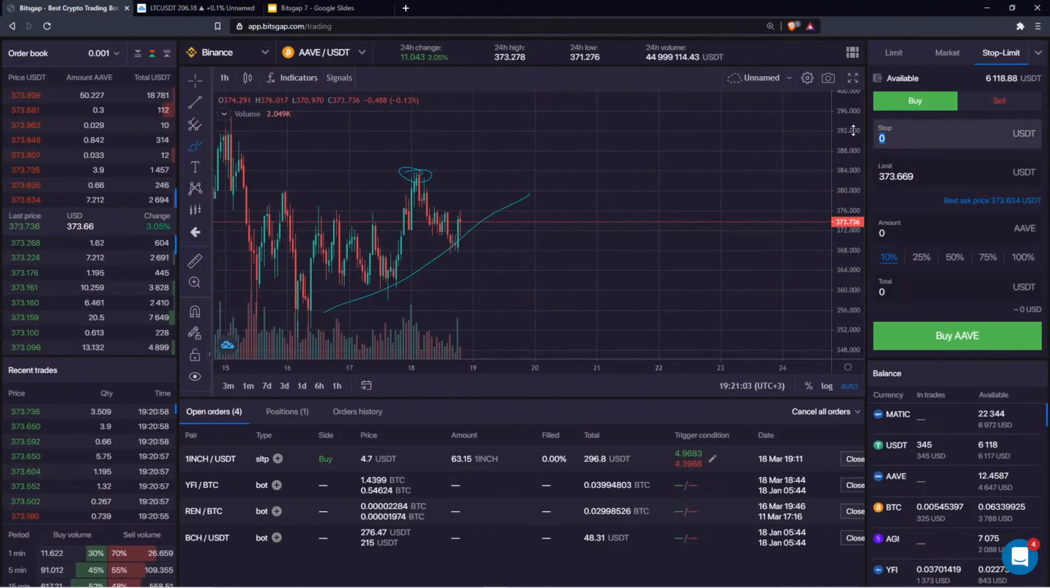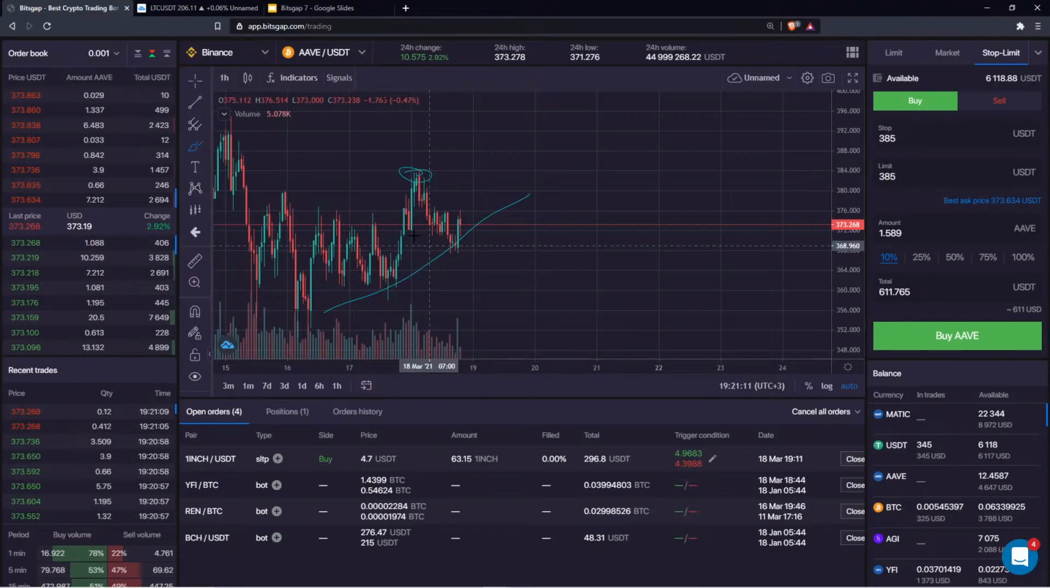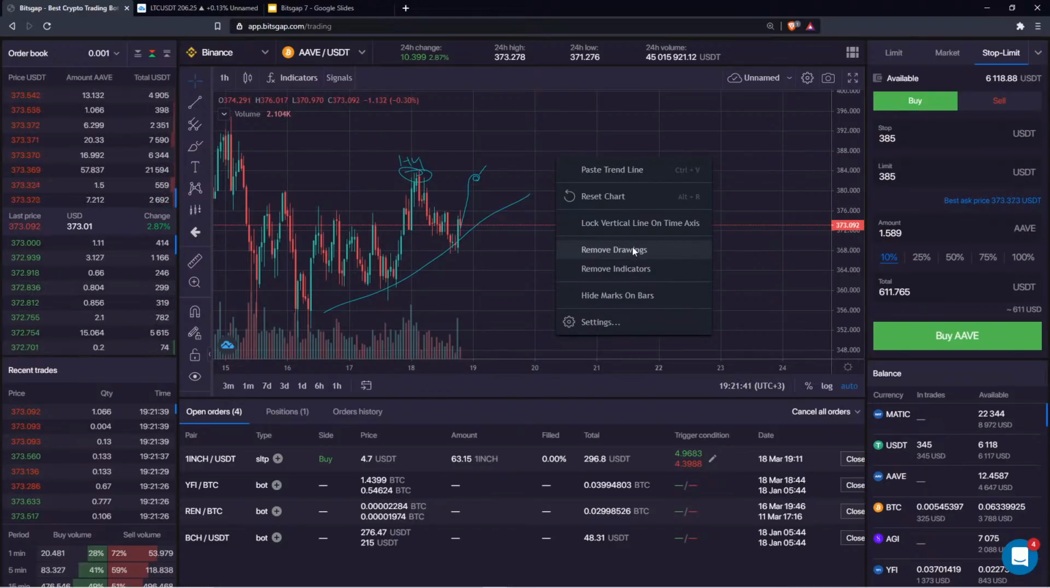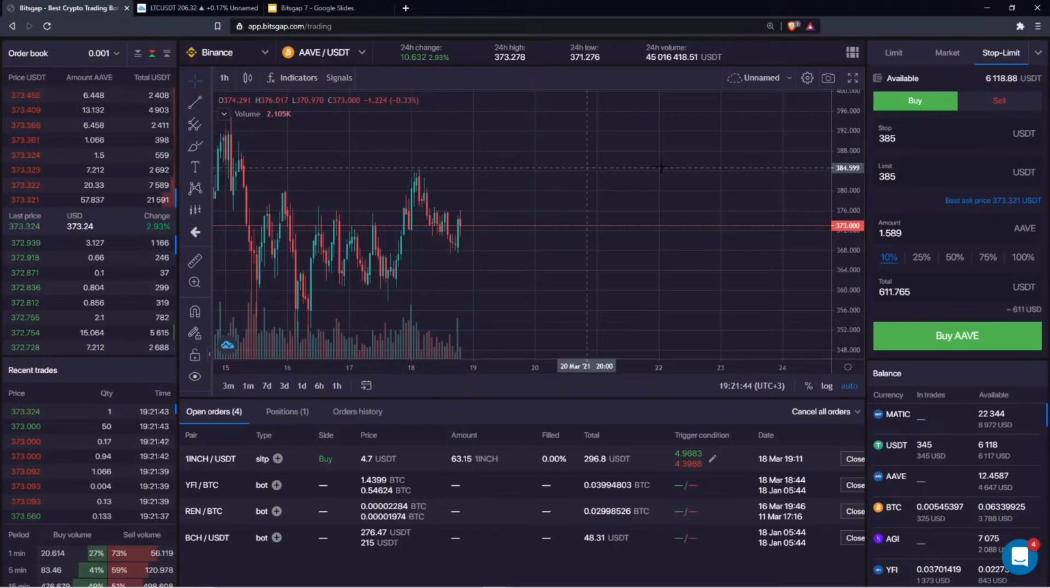So let's set it at 385. So here we go. The point here is that once the price goes higher, reaches this previous higher high level, and reaches the point where we have the stop condition at 385, as soon as the price reaches this point, it will automatically open the limit buy order. Otherwise it would be impossible for you to enter the market with such conditions.